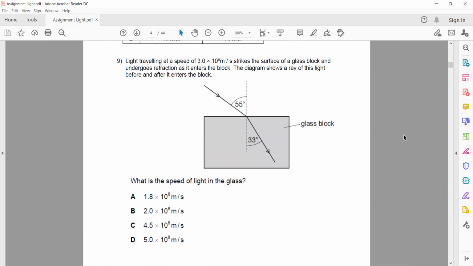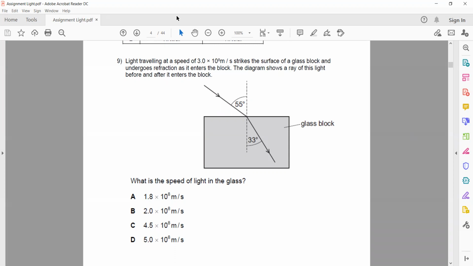In this question, light travels at a speed of 3 × 10^8. It strikes the surface of a glass and undergoes refraction. The diagram shows a ray of light before and after it entered the block. What is the speed of light in the glass? So how can you find the speed of light in the glass?